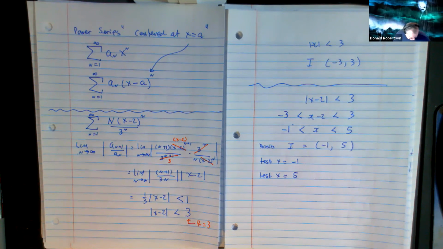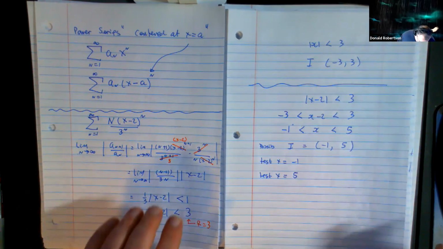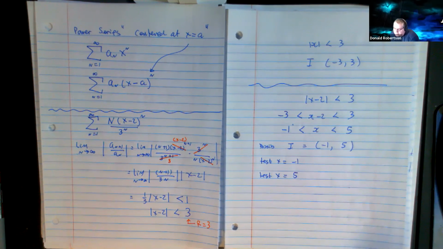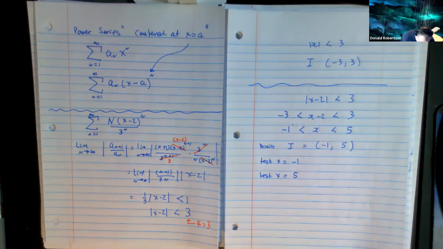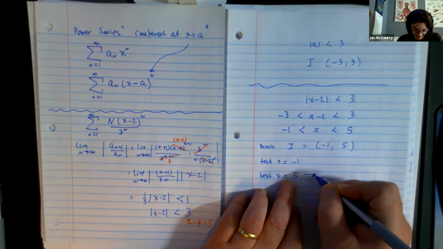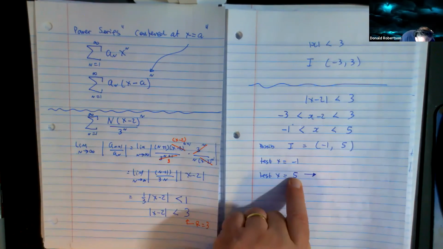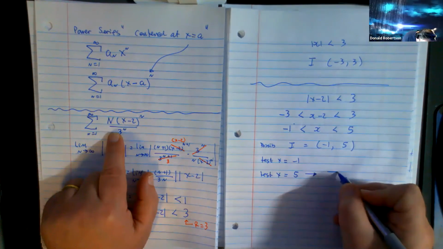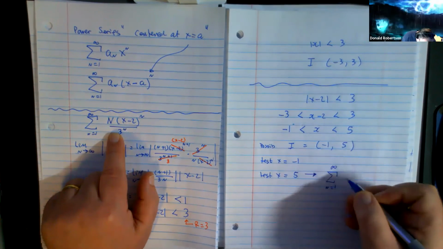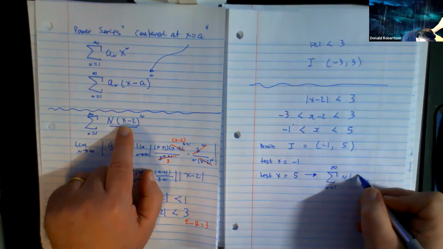Agreed? The two endpoints. Which one of these do you want me to test? The -1 or the 5? Don't matter to me. -1. 5 it is. Oh, too late. But it could work with -5. Let's do the 5. So you go back here and you find out what happens to the series when x is replaced by 5.